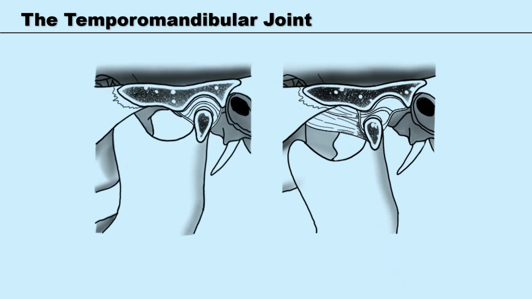When we look at these side by side, we can see that the joint capsule has changed shape, and the condylar process seems to have dislocated from the mandibular fossa. Well, that's because it has, sort of. But before we get into that, let's put some names to this anatomy.